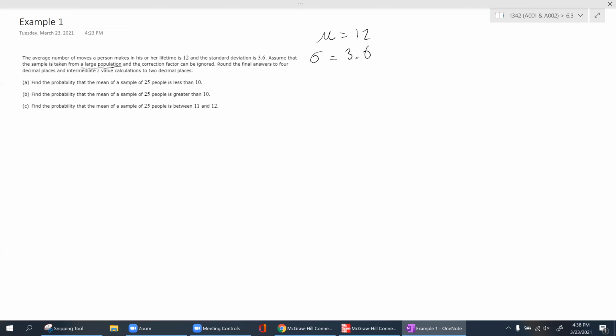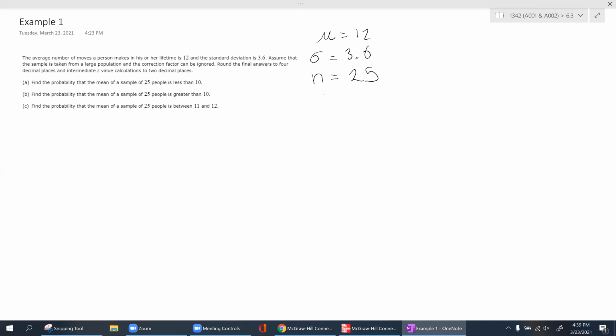There are 2 things here, and we'll see in the next few examples what happens if that large population is given to me and the correction factor is not ignored. What do I do then? Round the final answer to 4 decimal places. For part A, they're telling me to find the probability that the mean of the sample of 25 people is less than 10. It's going to be less than 10. So I know my 25.